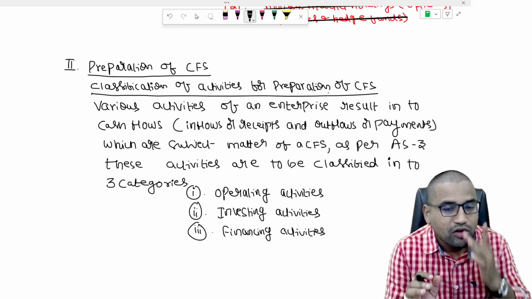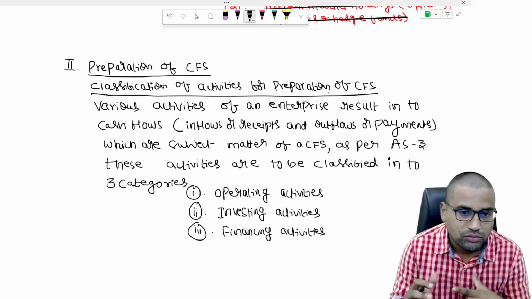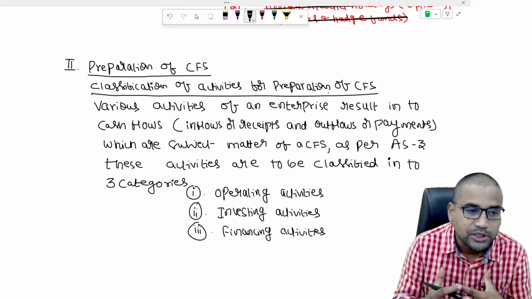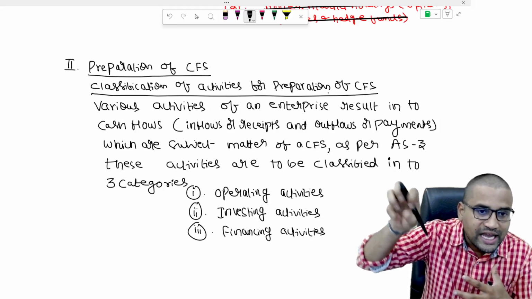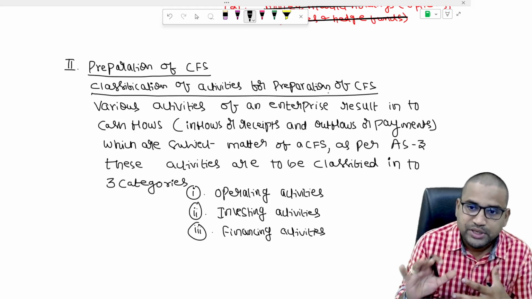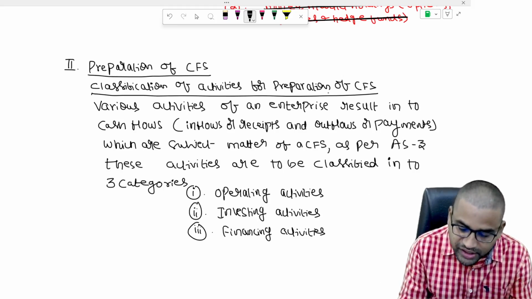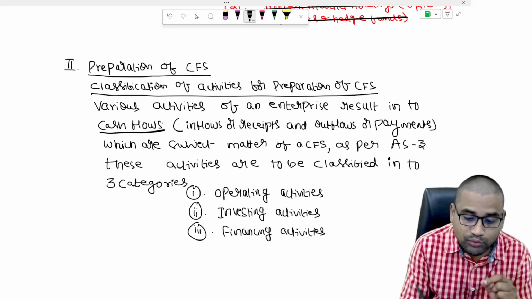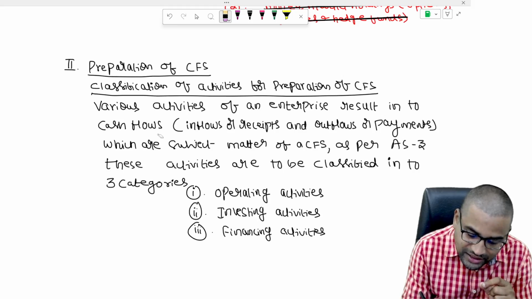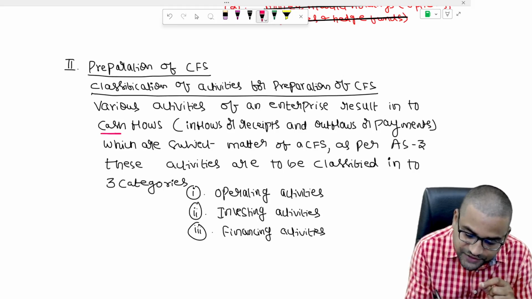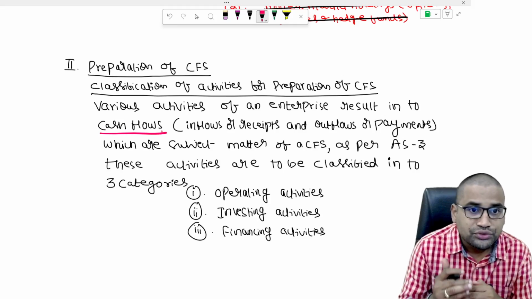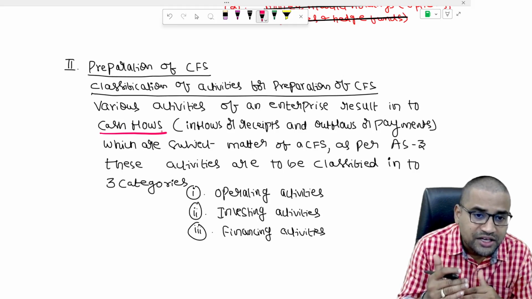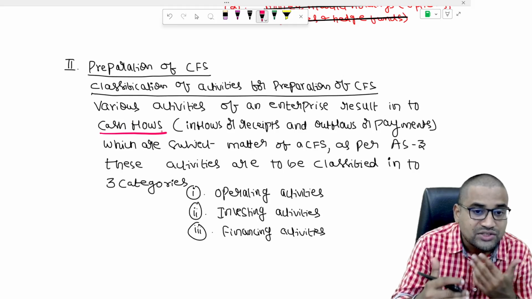Every organization, of course, you know to which organization this is applicable, has to divide the cash activities into 3 categories as per this standard. So various activities of an enterprise result in cash flows. We are considering only activities resulting into cash flows. That means we should not consider any transaction or activity which does not involve cash.